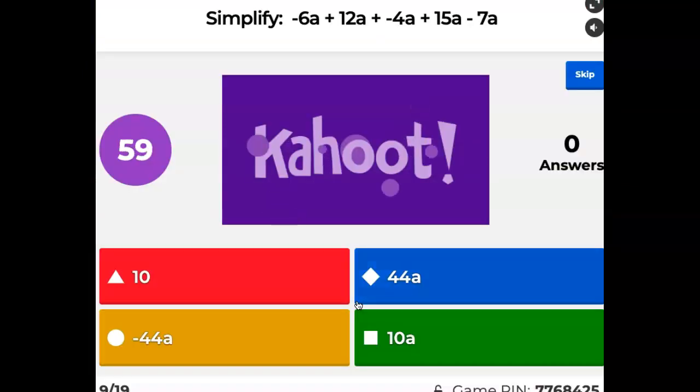Simplify. These are all a's, so you have to be careful. All you have to think about is the rules of integers, adding integers. So negative 6a plus 12a minus 4a plus 15a minus 7a. You don't even have to think of expressions because these are all a's.